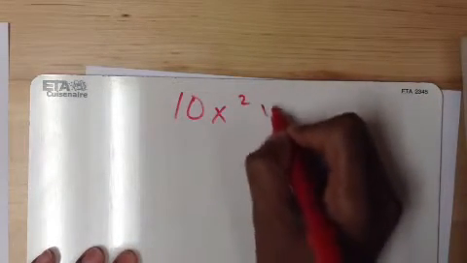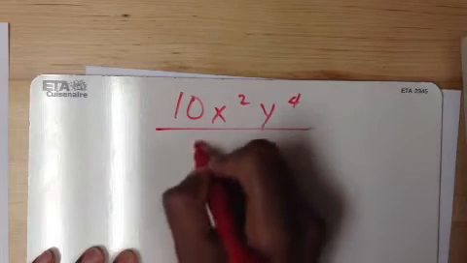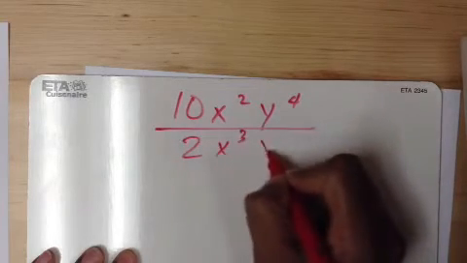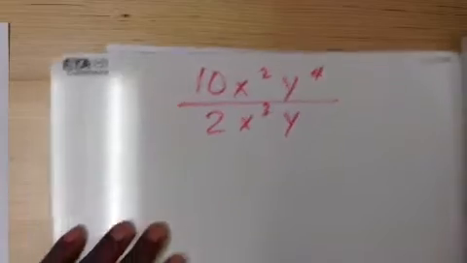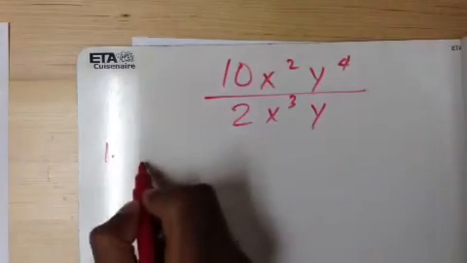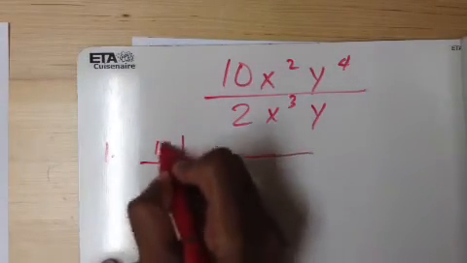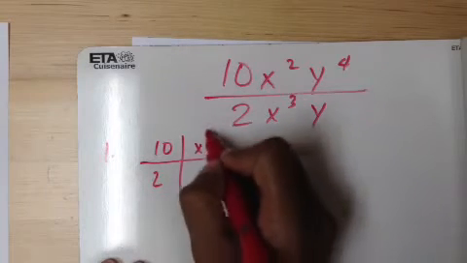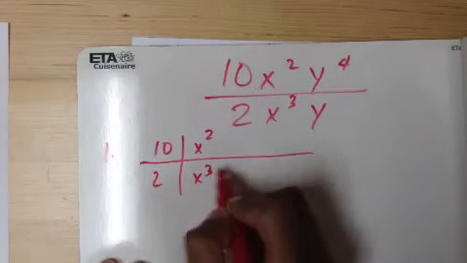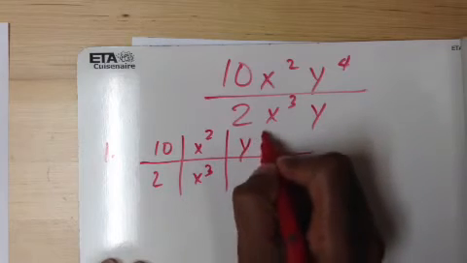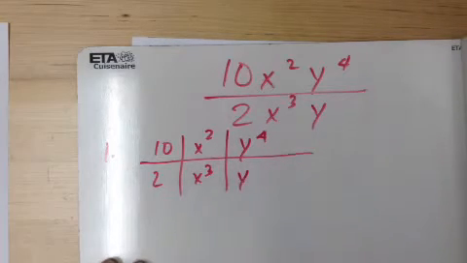Let's take a look at letter C. Letter C is a little bit more complex. What I have is 10 x to the 2nd, y to the 4th, over 2 x to the 3rd, y. Number 1, let's separate them. I have 10 and 2, x to the 2nd power, x to the 3rd power, then I have y to the 4th, and y.